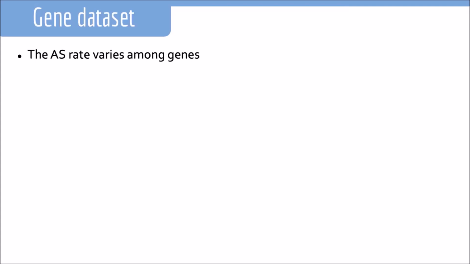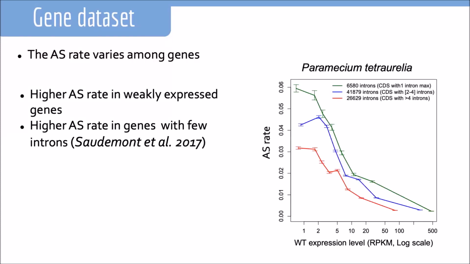One thing that has already been shown in previous studies is that the rate of alternative splicing varies among genes in a genome. And notably, what we had found in a previous work is that the rate of alternative splicing per intron varies according to the level of expression of genes and also to the number of introns in the genes. So this is a study that was conducted in a unicellular eukaryote, here Paramecium.